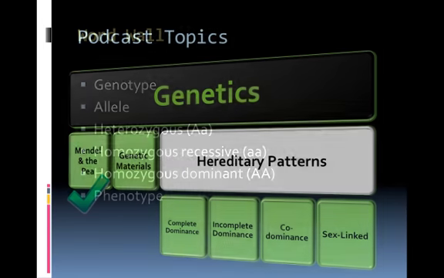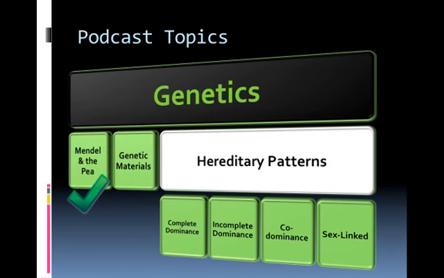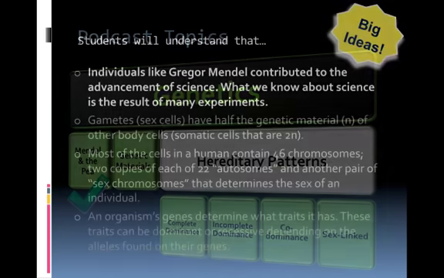As we go through this podcast, you'll see that I've grouped topics by related theme. First we'll look at Gregor Mendel and his work with the pea. It's become a classic story in science. Secondly, we'll look at the structural materials of what genes are made of, and what is that material that is passed from parent to offspring. And then we'll look at four hereditary patterns really briefly, so that you can pick out these patterns in various examples of nature.